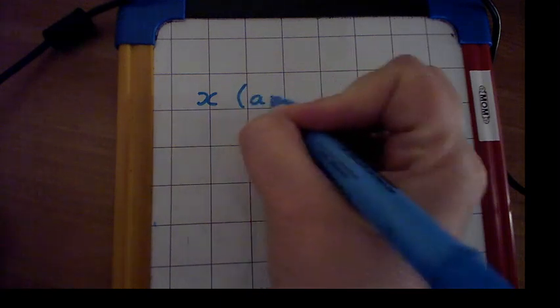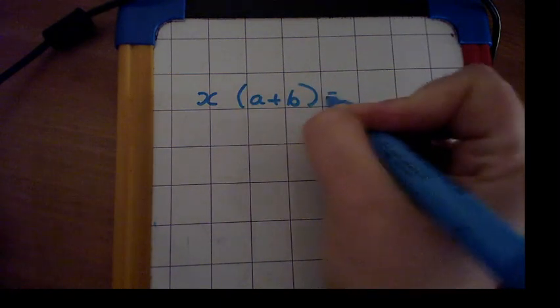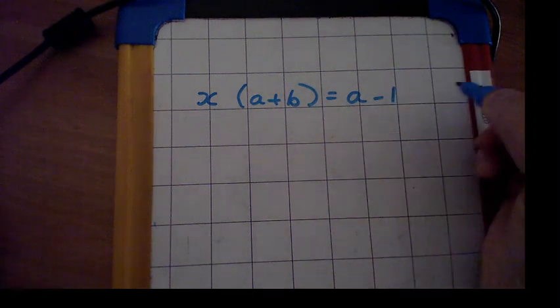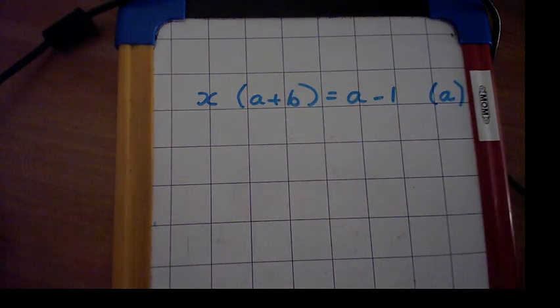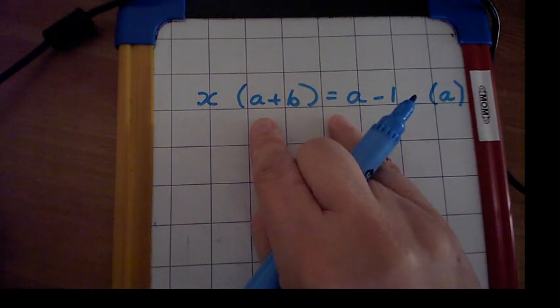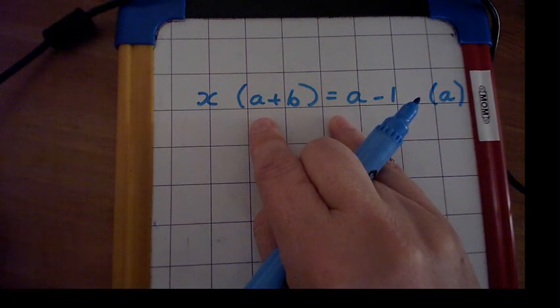x bracket a plus b is equal to a minus 1. And they've asked us to make a the subject. You'll notice I have two a's. Remember, if you've got more than one letter in an expression, a formula or an equation, they're worth exactly the same amount. So that's the same a. We've just got to put them together.